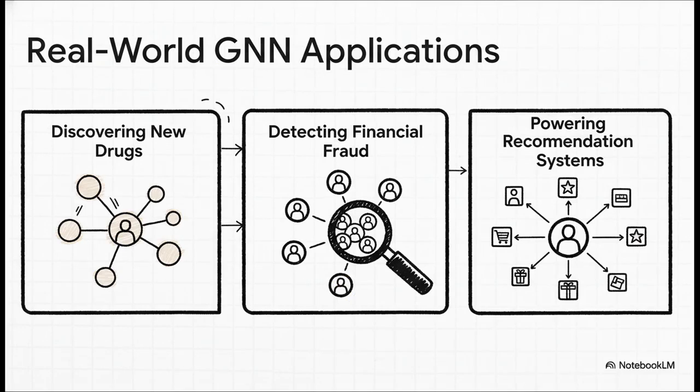And the real-world applications for this are just mind-blowing. We're talking about discovering new drugs because the GNN understands the complex web of relationships between atoms. They're used to catch sophisticated fraud rings by spotting weird patterns of connections that a human would never see. And yeah, that recommendation you just got on Amazon, that's probably powered by a GNN that understands the massive network of what people buy together.